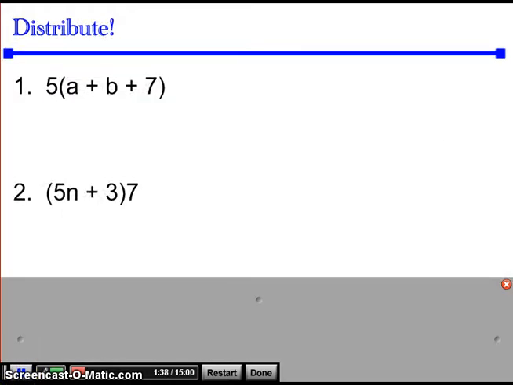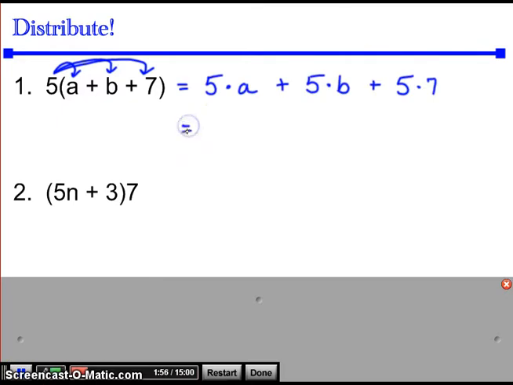So whenever I have a number multiplied by an expression in parentheses, like you see on your screen, the distributive property tells me what to do. I'm going to multiply the number on the outside by every term on the inside, and then add the answers together, like this. 5 times a, which I can write as just 5a, plus 5 times b, which I can write as just 5b, plus 5 times 7, which I'll write as 35.